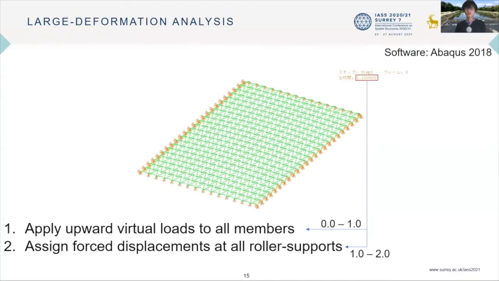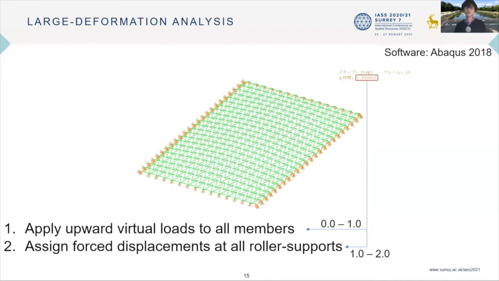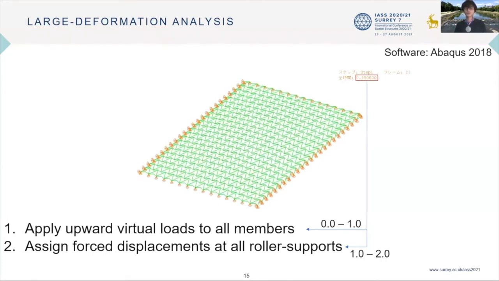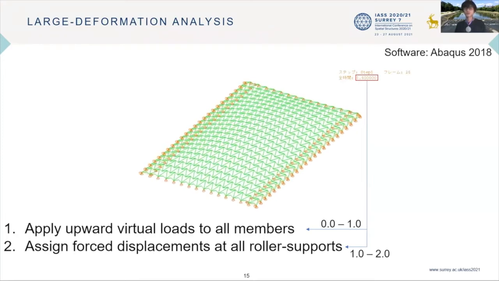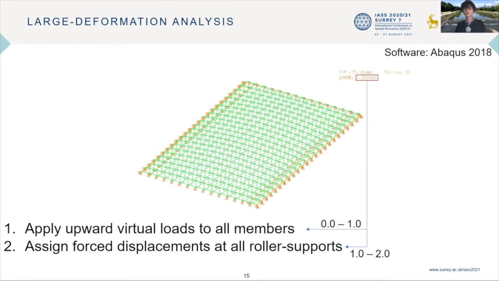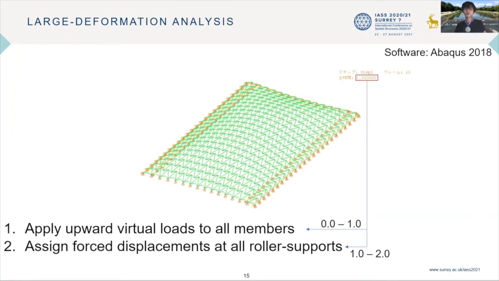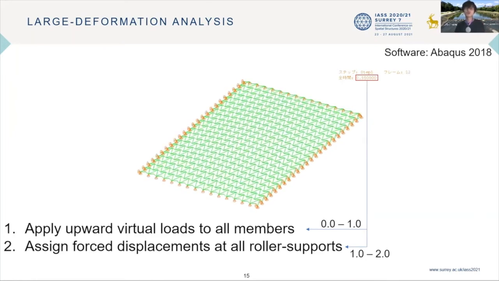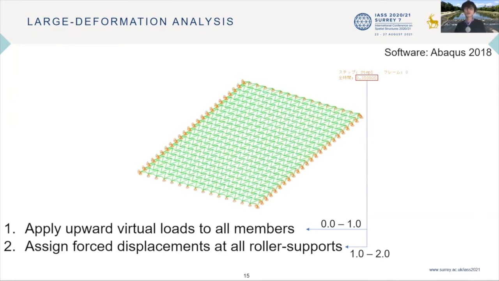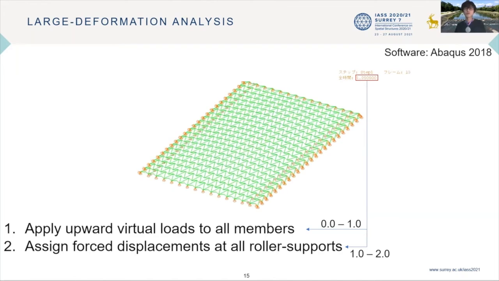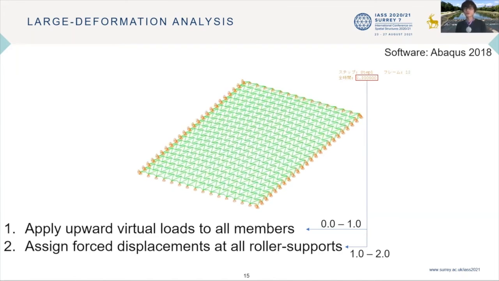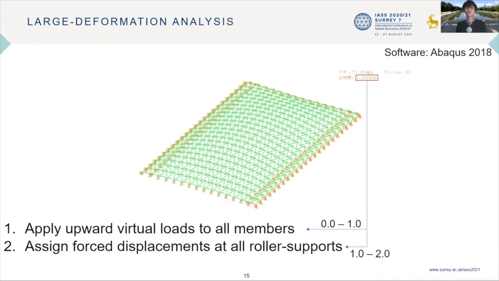To generate a curved surface, large deformation analysis is carried out using ABAQUS 2018. First, we apply the virtual upper load equal to the self-weight to all members before assigning forced displacements. It enables us to avoid numerical difficulties due to an unfavorable bifurcation buckling. Then, forced displacements along the x-axis are given at both ends of all chevron rods. The self-weight is removed after the horizontal displacement is completed.